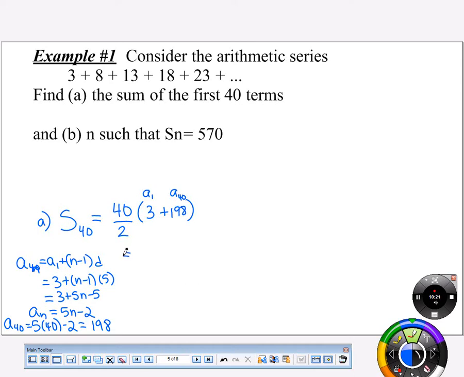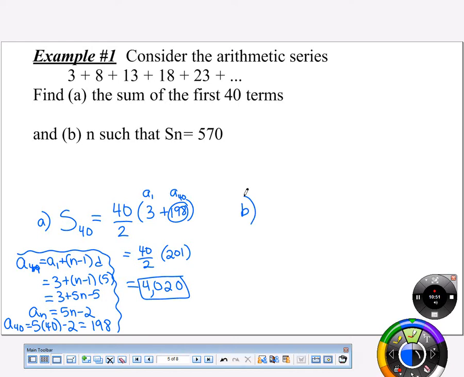So now I'm going to finish this calculation. This was all work off to the side to get this one piece right here. So 3 plus 198 is 201. So I'm going to multiply that by 40 and divide by 2, which gives me 4,020. So if you add up the first 40 terms of that series, you'll get 4,020.